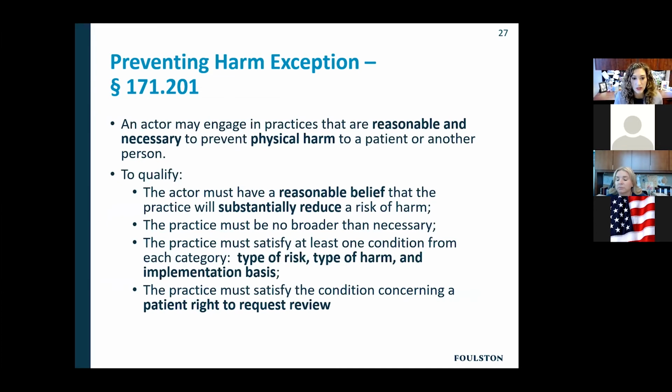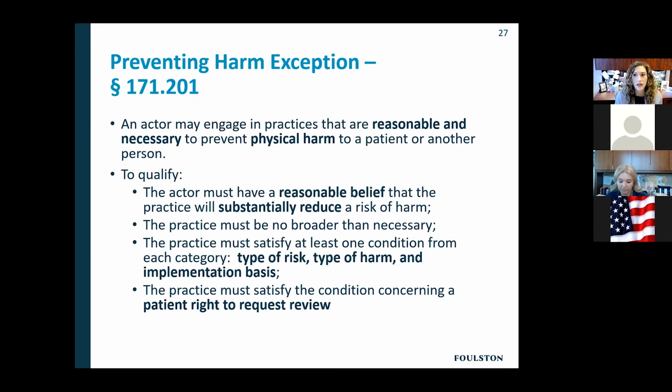There are several parts of this preventing harm exception that you must meet to qualify. You must have a reasonable belief that the practice will substantially reduce the risk of harm. That practice can be absolutely no broader than necessary. They want it to be as limited as possible. That practice must satisfy at least one condition from each of the following categories: type of risk, type of harm, and implementation basis. We'll walk through each one of those. And then the practice must satisfy a condition concerning the patient's right to request review.